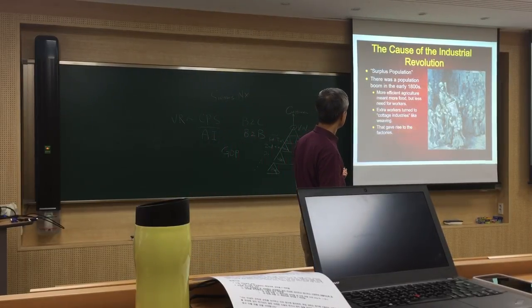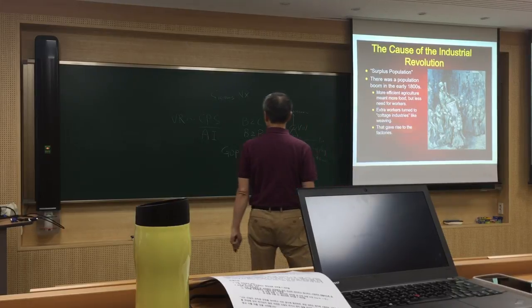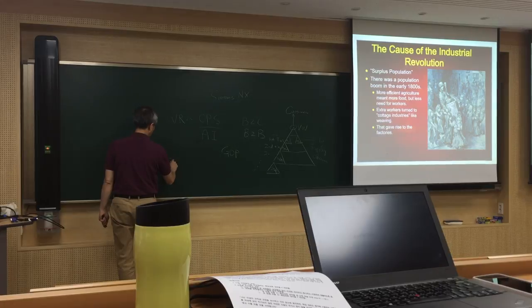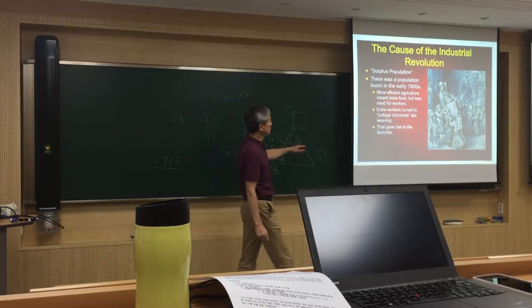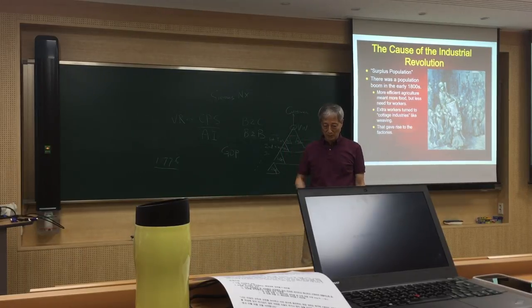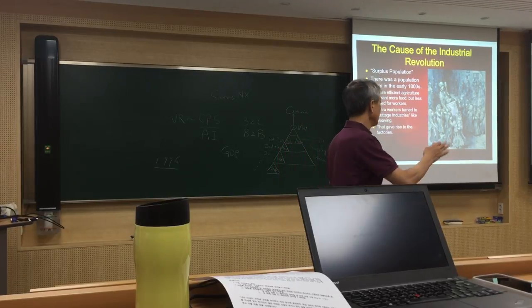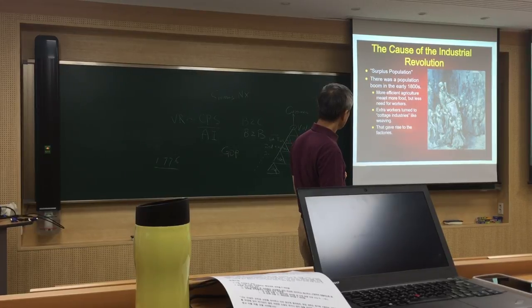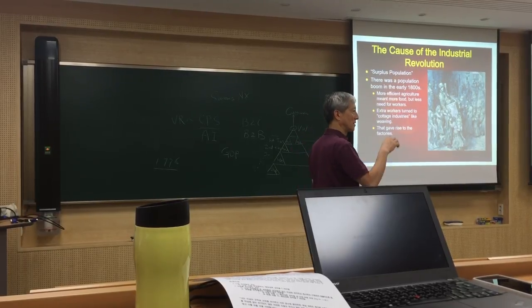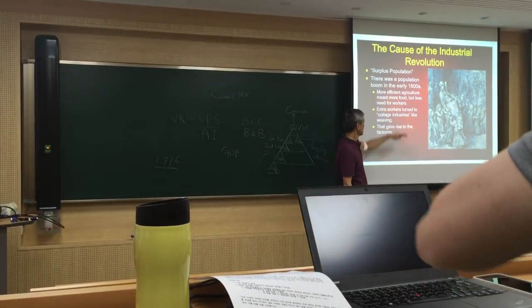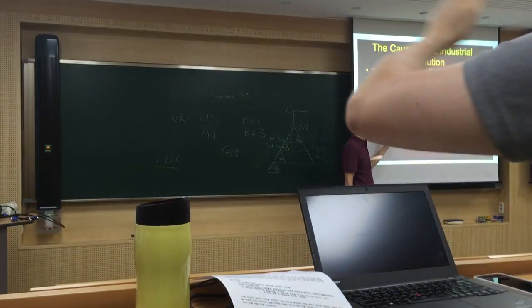This is because of the first revolution, surplus of population. There was a population boom in early 18th century. James Watt developed the steam engine in 1776 or something. So you can see this steam engine is coming, used for transportation, used for everything. More efficient agriculture means more food, but less need for workers in agriculture. Extra workers turned to cottage industry, like the manual manufacturing. They are saying cottage. That gave rise to the factories.